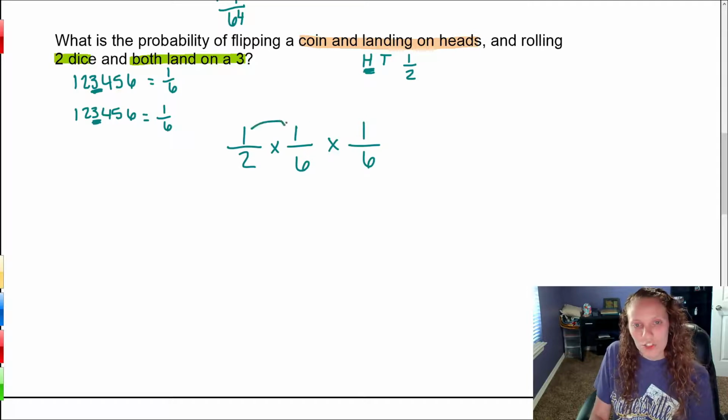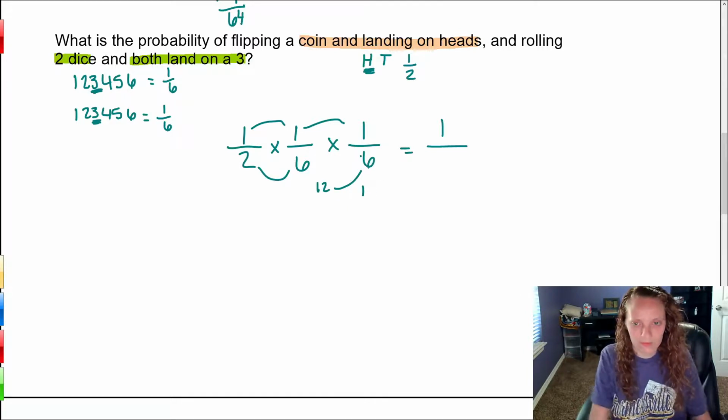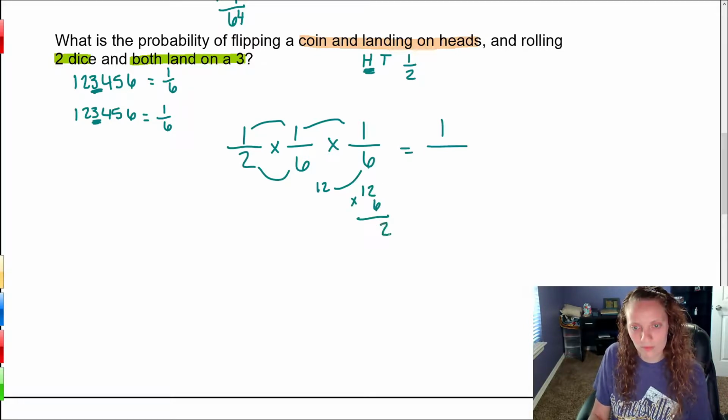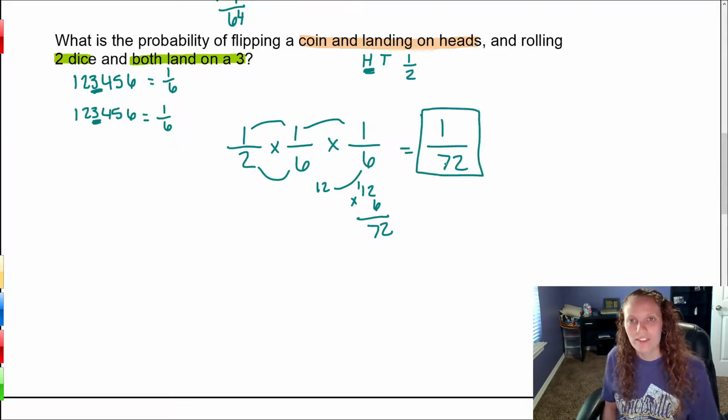Let's multiply straight across. So 1 times 1 is 1. 1 times 1 is 1 again. 2 times 6 is 12. And then we need to do 12 times 6. And that is 72. So the odds that all 3 of these things happen is a 1 out of 72 chance.